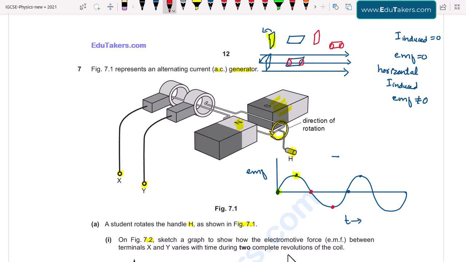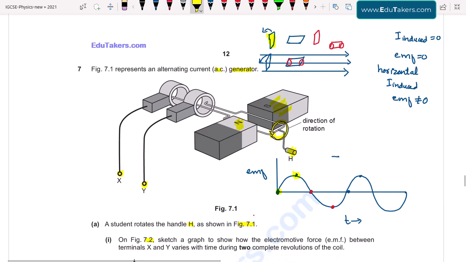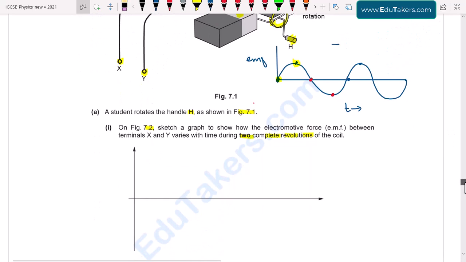So in this way, by changing the position of the coil in the magnetic field, the induced EMF and induced current change. Here we have to draw for 2 complete revolutions, which is given in the question. So we have to draw 2 sinusoidal waves. I will draw it when the coil is in horizontal position and when it is in vertical position. First of all, it is in vertical position and its EMF will be equal to 0.